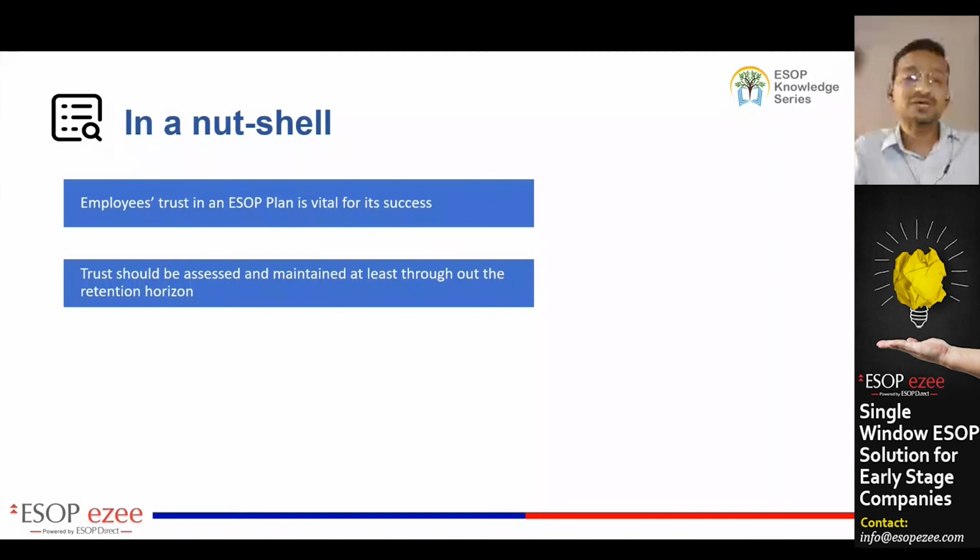So there must be course correction with a view to maintain it at least throughout the retention horizon. It is a good proposition to maintain at all times. But what is crucial is that if there is an ESOP plan and the plan's horizon is say 7 to 8 years or so, at least during that period, the trust should be maintained.